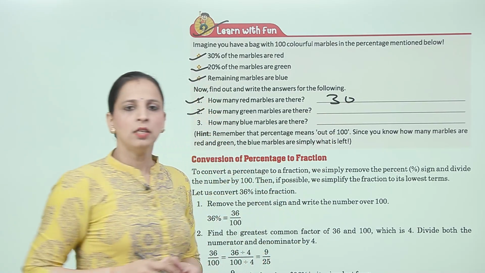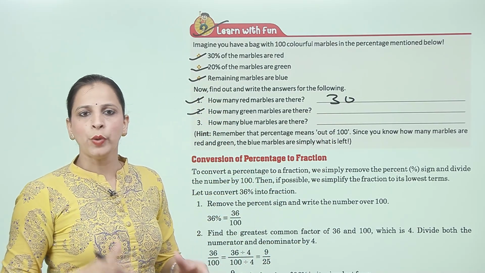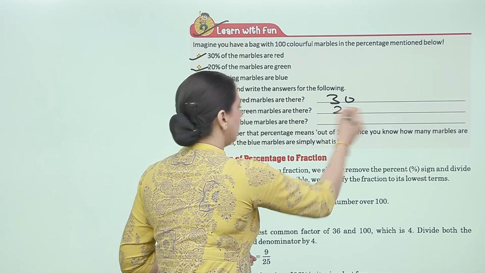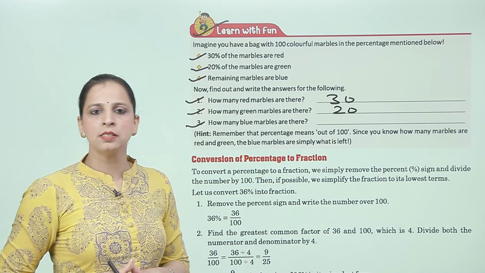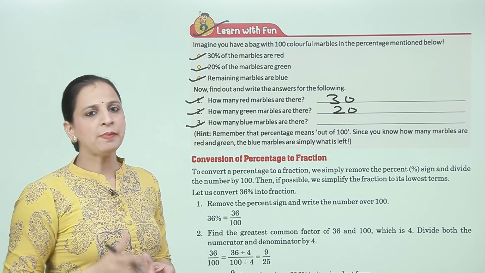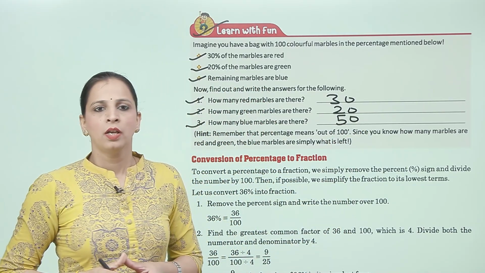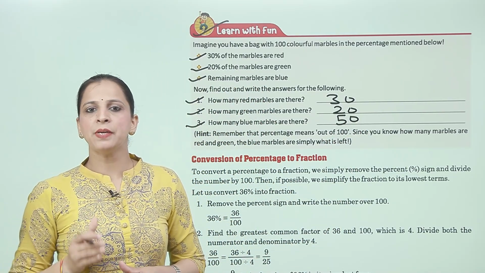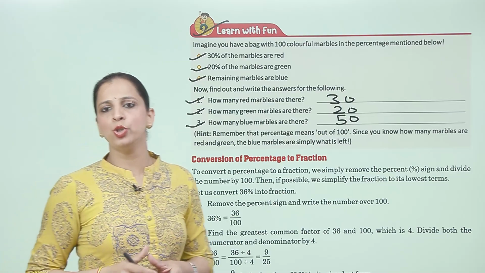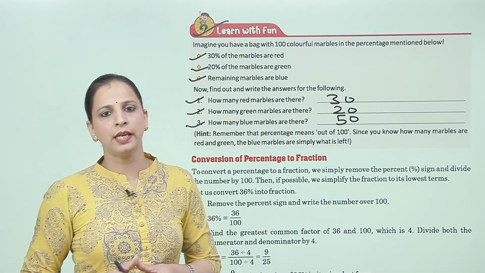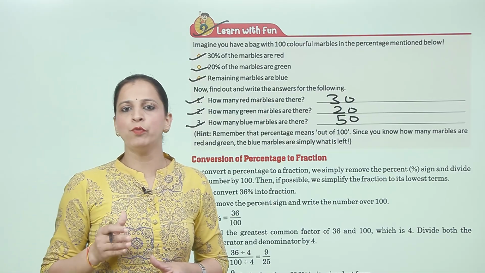Next, how many green marbles are there? 20% means 20. Next, how many blue marbles are there? 30 plus 20 is 50, so remaining 50. Hint: remember that percentage means out of 100. Since you know how many marbles are red and green, the blue marbles are simply what is left.